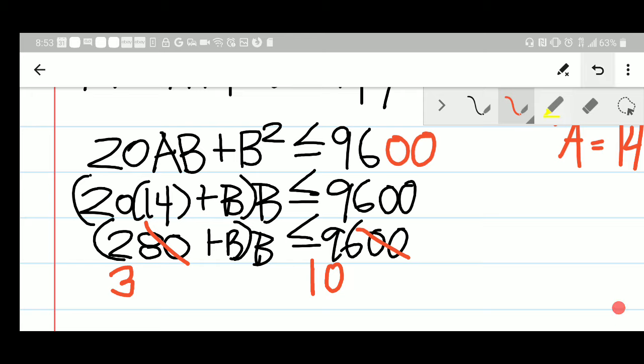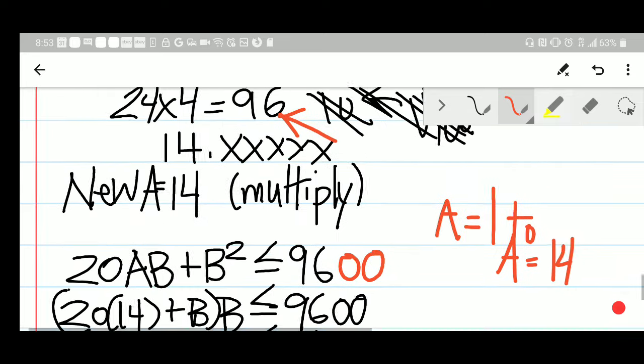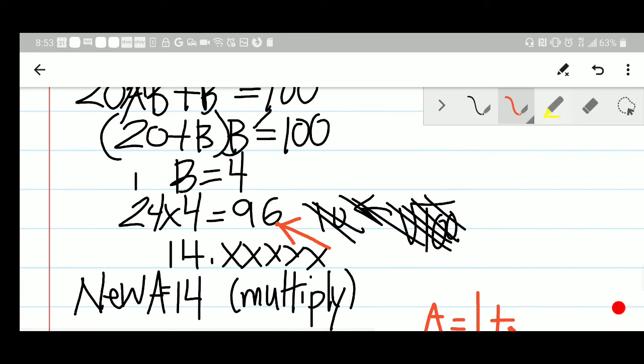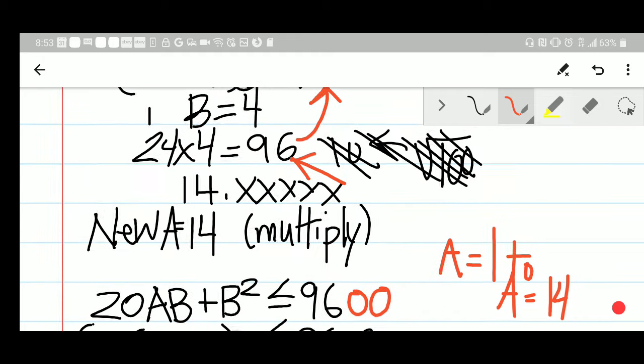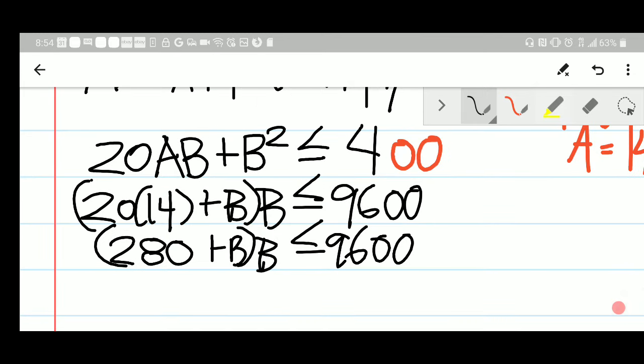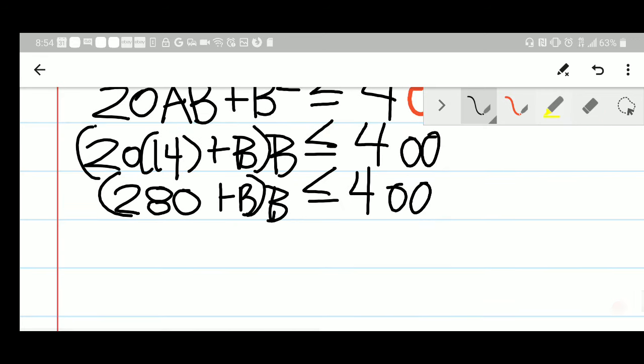Wait a minute, let me go back. Hope I didn't mess up. 96. Oh, yes I did. We have to subtract this number. Okay, so we have to end up with 4. So 96. So this is really, I messed up. Excuse me. That would be 4. Because I knew I messed up because the numbers weren't working out. Okay. And that's 4. Okay, now it works.